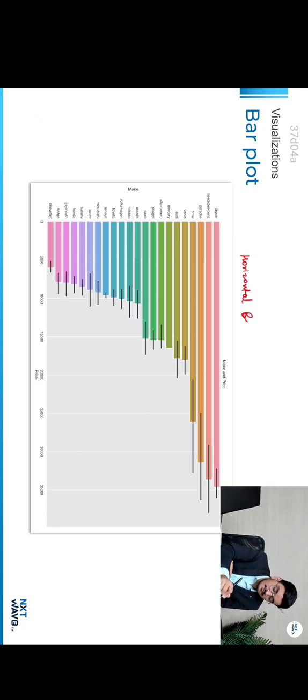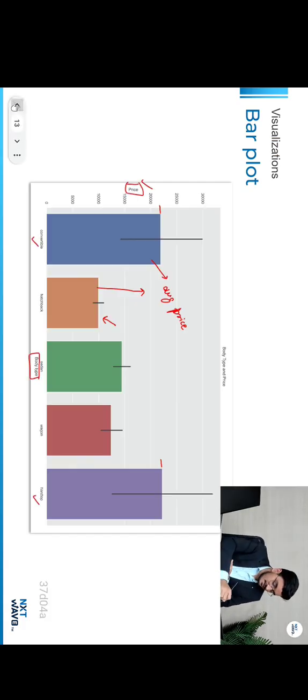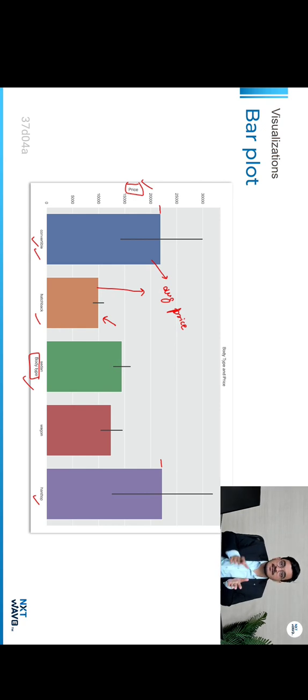Horizontal bar. Now, why do we need a horizontal bar graph here? If you look here, we only had 5 categories in body type. But if I had 10, 15, or 20 categories, it would be very hard for me to understand this data because the x-axis would get a lot of clutter with the categories.